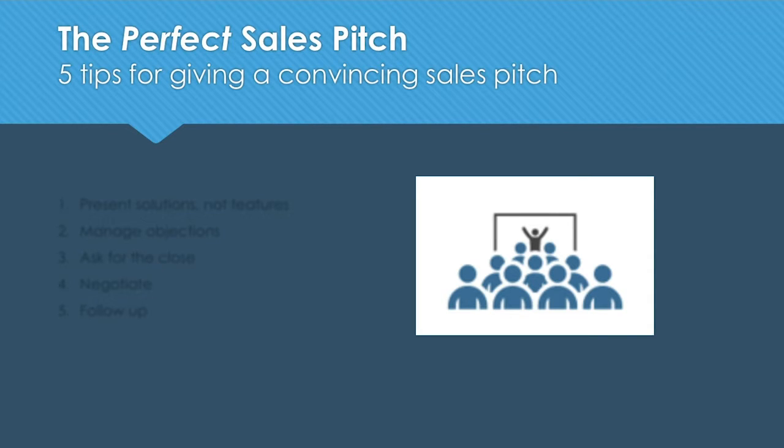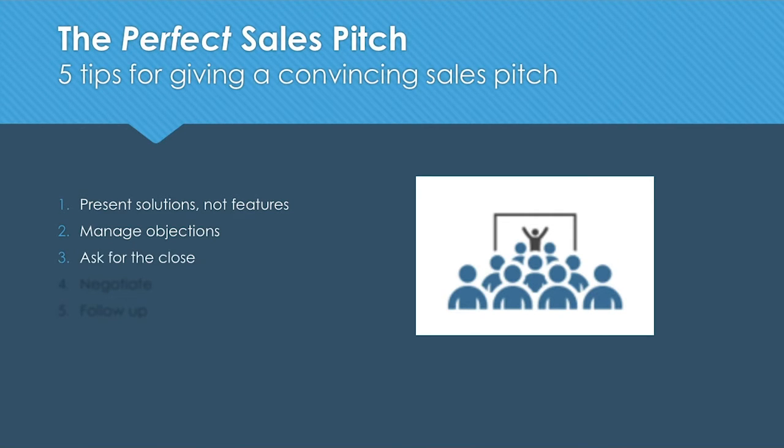The perfect sales pitch, 5 tips for giving a convincing sales pitch. The first one is present solutions, not features. The second is manage objections. Third, ask for the close. 4, negotiate. And 5, follow up. Let's take a deeper dive into each of these tips and topics to help you prepare for the perfect sales pitch.